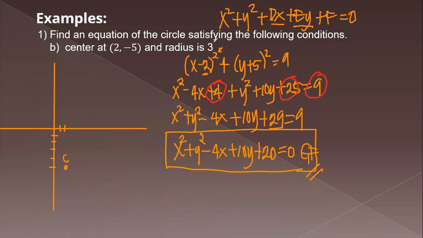Take note, class, that the radius is 3 units. So, from the center, bilang ka ng tagtatatlong units, vertical and horizontal. So, we have 1, 2, 3, in each direction. And then connect this. Okay. So, that is our circle.